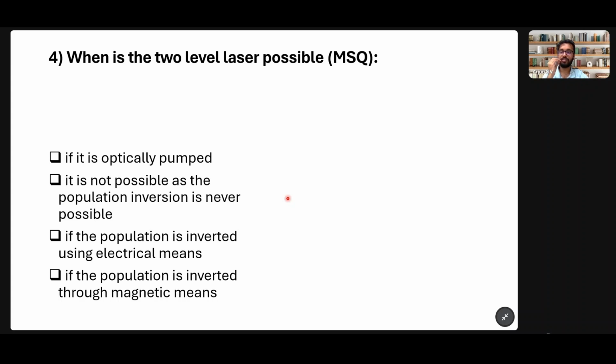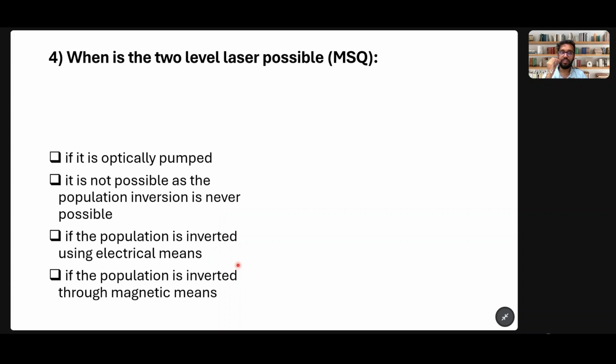So the next question is, when is the 2 level laser possible? So we know that compared to a 3 level and 4 level laser, a 2 level laser is not possible because population inversion won't happen naturally. So that population inversion has to be induced. So out of all the options, one says that if it's optically pumped, it's not possible as the population inversion is never possible. And the last two options say the population is inverted using electrical or magnetic means.